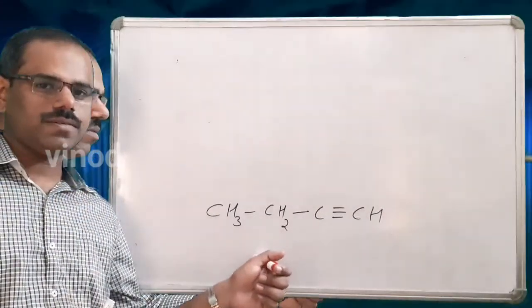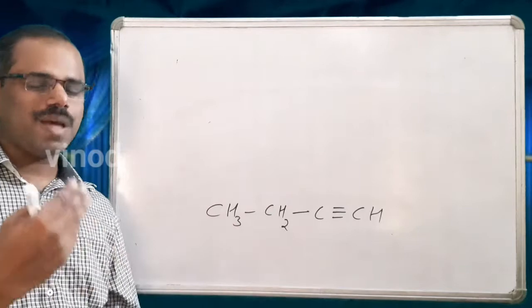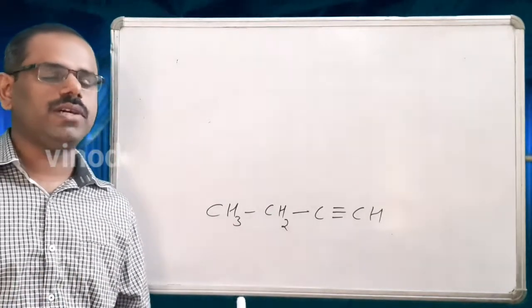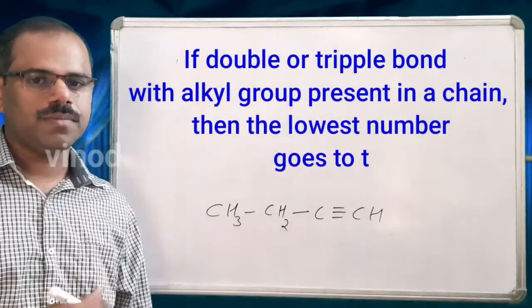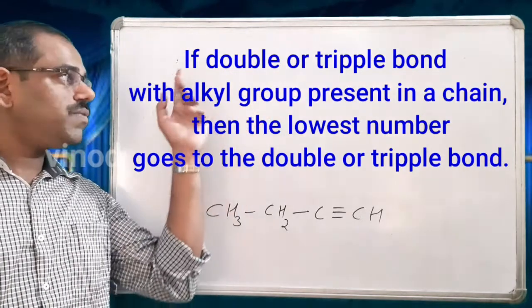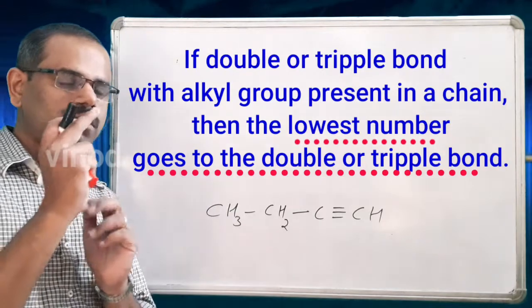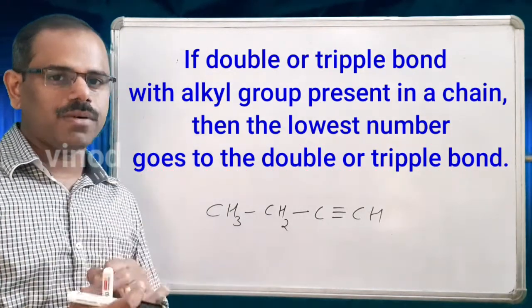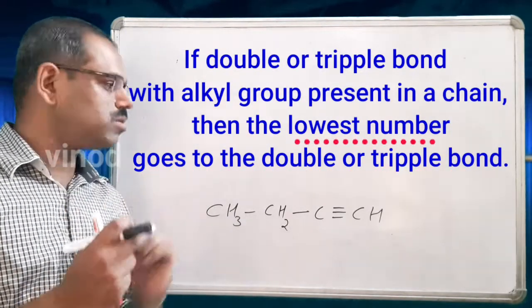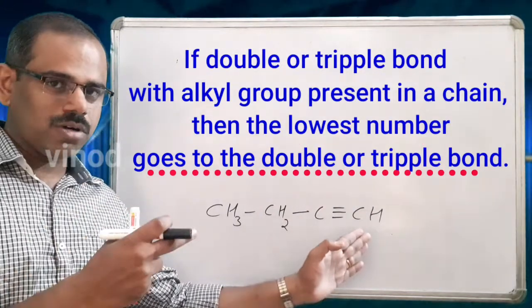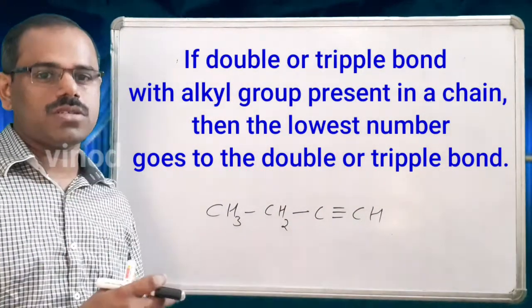See this compound. Here we have no substituent, no CH3, no C2H5, nothing, but we have a triple bond there. So how do we name? See the rule. If there is a double bond or triple bond in a compound, the priority is given to the double bond or triple bond. That means the lowest number goes to the side where the double bond or triple bond starts.